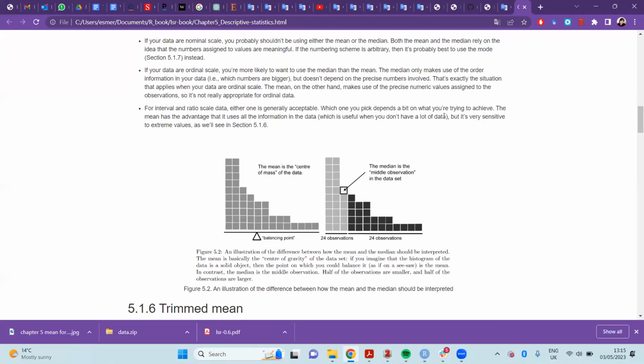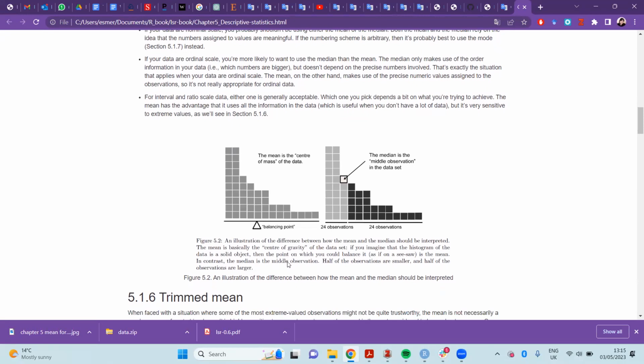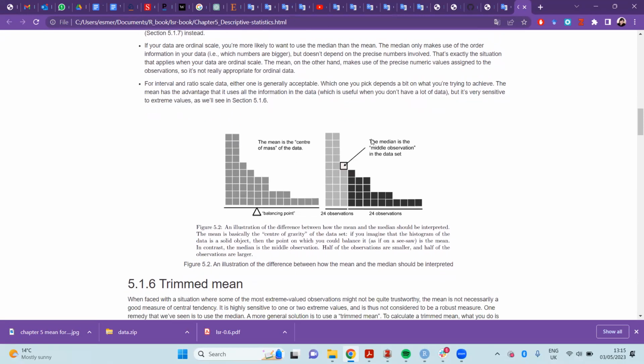I am not sure about this, but yeah, the main advantage of the mean is that it uses all your data. But the disadvantage is that it's very sensitive to the extreme values, as we can see, for example, in this figure. This figure is graphically illustrating both concepts, the mean and the median.